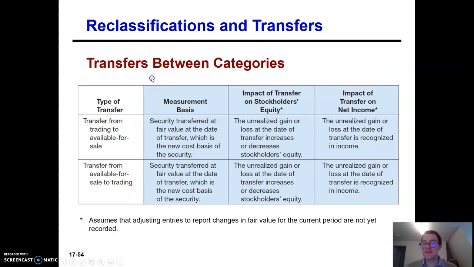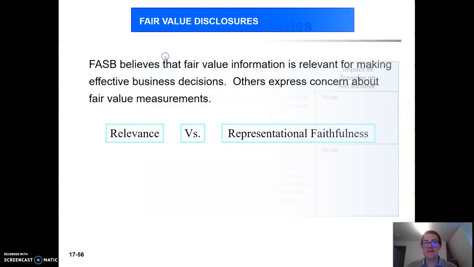Let me see if there's anything else I want to talk about on these slides. Okay, fair value disclosures. Fair value information, the FASB has decided that it is useful for making business decisions, but there are concerns over its representational faithfulness. So everyone pretty much agrees it's relevant, but some people say, well, for some financial assets, I'm not sure how much I can trust the fair value.